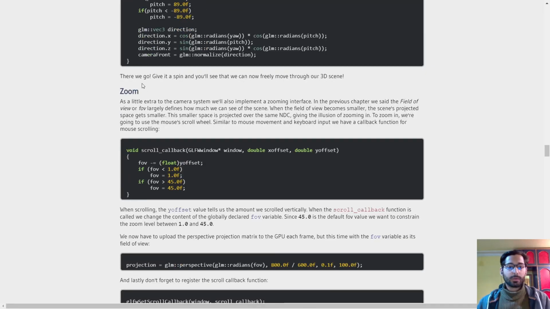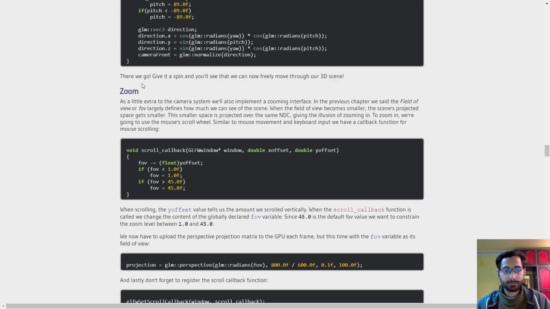Alright, there we go. Give it a spin and you'll see that we can now freely move through our 3D scene. Zoom. As a little extra to the camera system, we'll also implement a zooming interface. In the previous chapter, we said the field of view, or FOV, largely defines how much we can see of the scene. When the field of view becomes smaller, the scene's projected space gets smaller. This smaller space is projected over the same NDC, giving the illusion of zooming in.